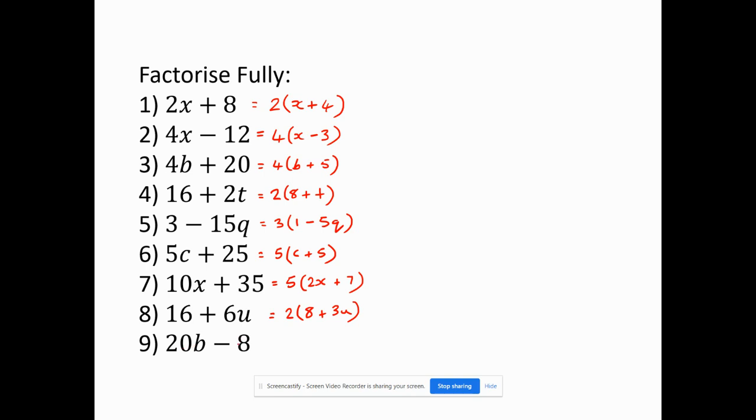And here we've got 20b and minus 8. The largest number that can come out will be 4. That's the highest common factor of 20 and 8. And so 4 times 5b, and 4 times negative 2. All right, so I hope that made sense.